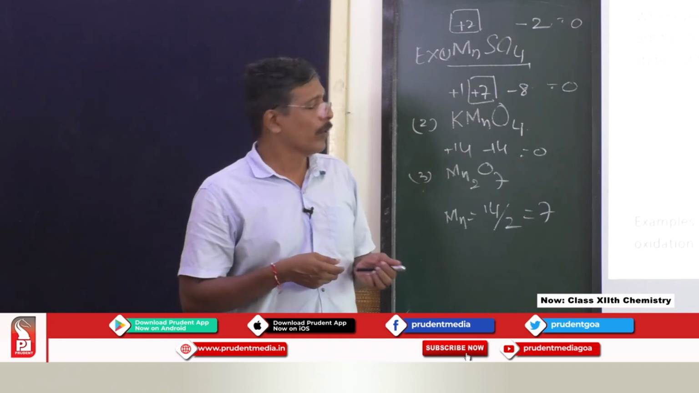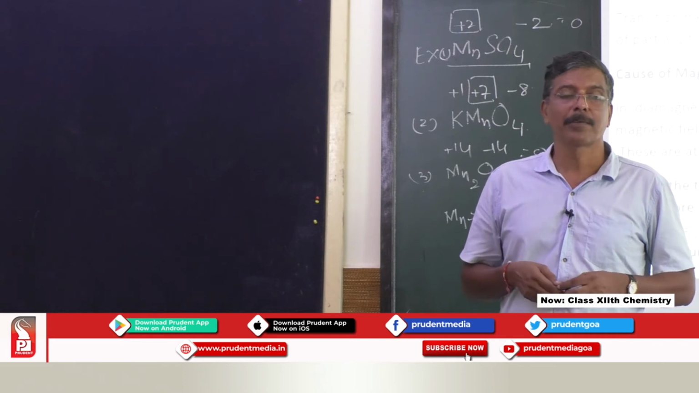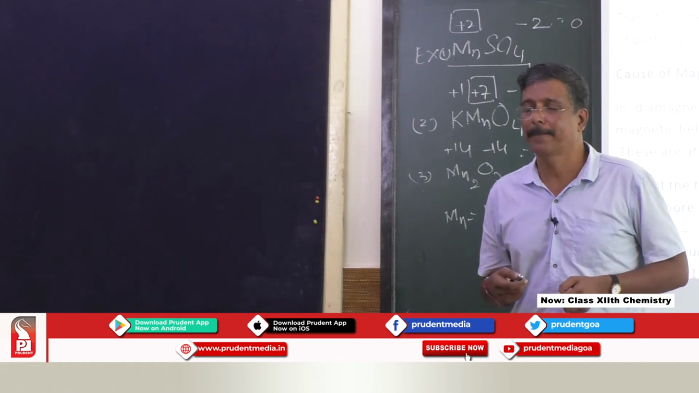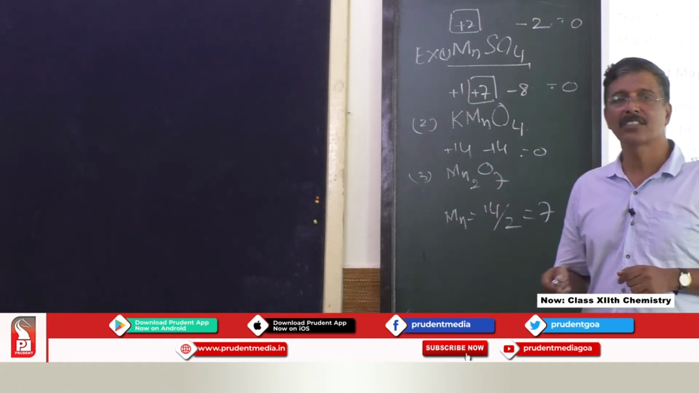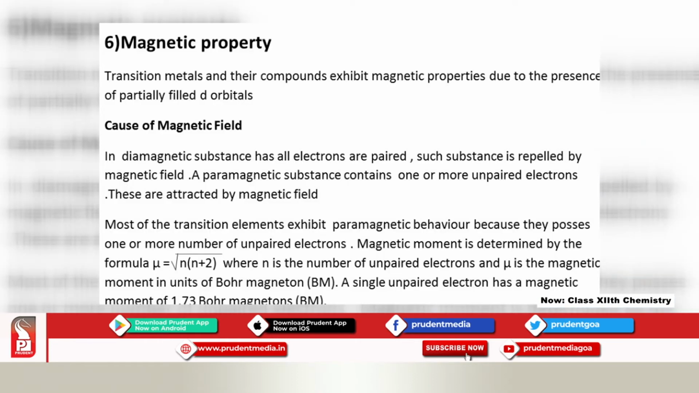We will go for the next physicochemical property, magnetic property. See, magnetic property is one of the important properties in transition elements. There are two types of magnetic property: one is diamagnetic, another is paramagnetic. When electrons are paired, that is called diamagnetic. When electrons are not paired, that is called paramagnetic. In a diamagnetic substance, all electrons are paired, and the substance is repelled by the magnetic field. But in a paramagnetic substance, one or more unpaired electrons are there and they are attracted by the magnetic field. That is one thing you should remember.